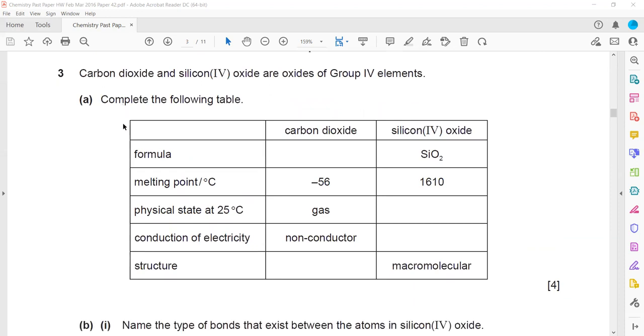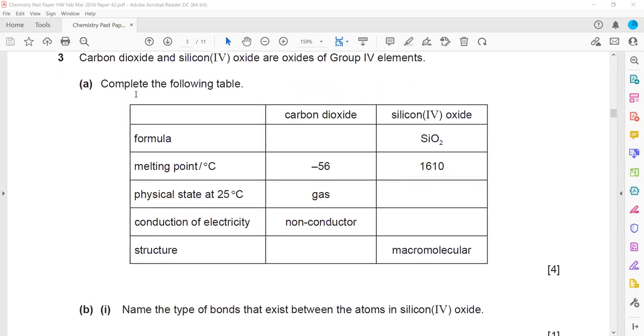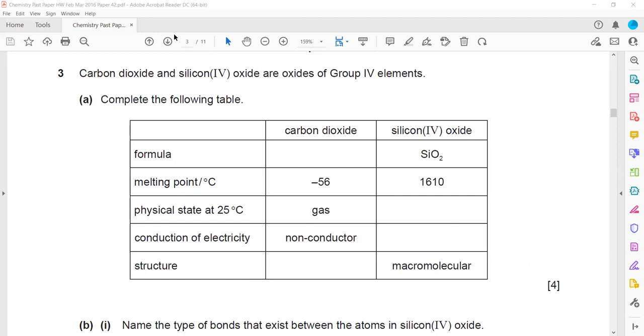Carbon dioxide and silicon(IV) oxide are group 4 compounds. Complete the table. Formula of carbon dioxide: carbon and dioxide means 2 oxygen, so it is CO2. Physical state at 25 degrees. The melting point is given. The melting point of silicon(IV) oxide is 1610. And we want to find the state.